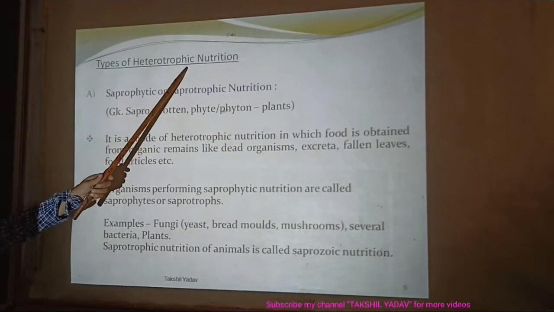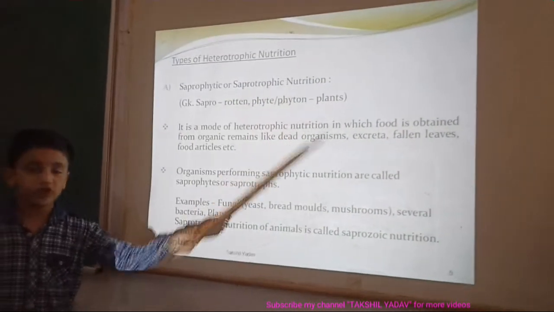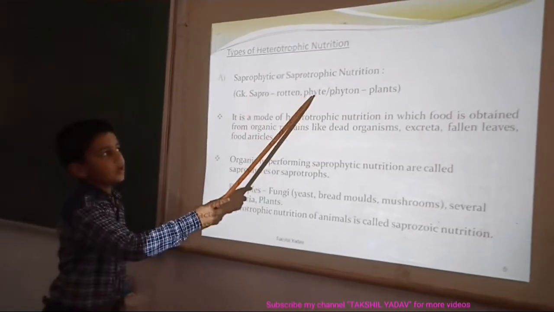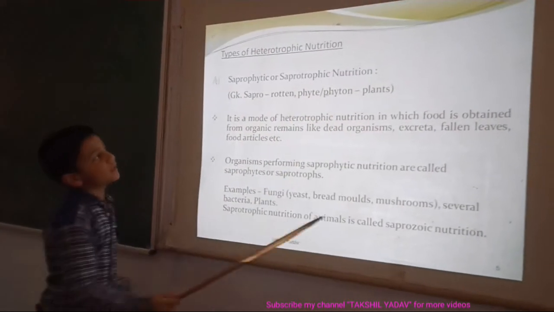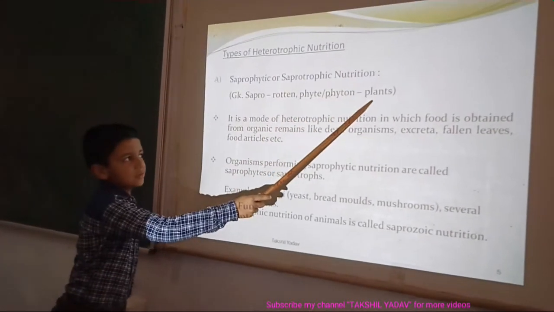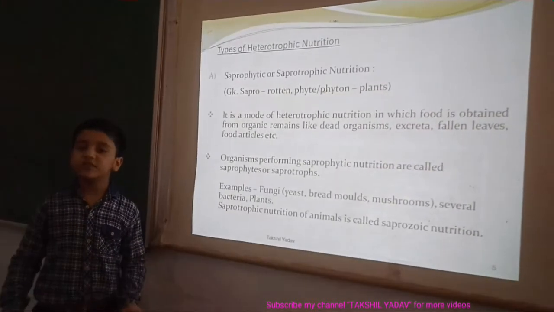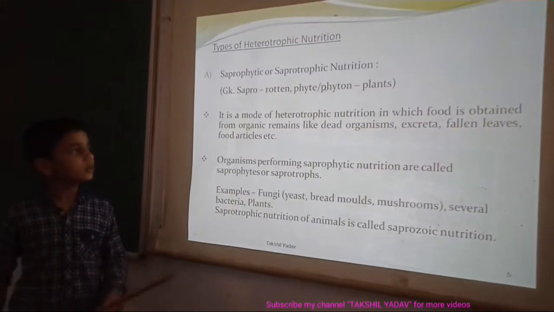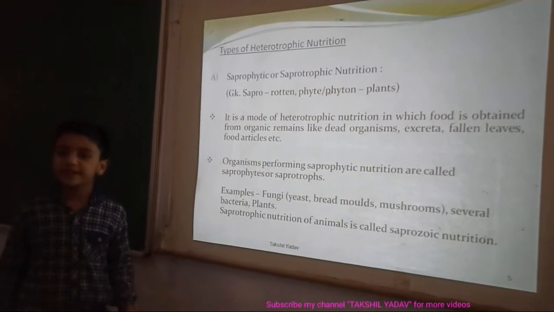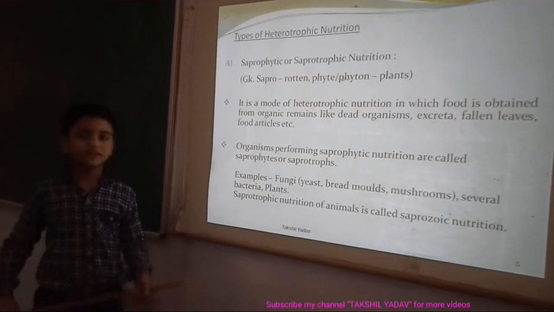The first type of heterotrophic nutrition is saprophytic or saprotrophic nutrition. It is derived from two Greek words, sapro and phyte or phytone. Sapro means rotten and phyte or phytone means plants. It is a mode of heterotrophic nutrition in which an organism obtains its food from dead and decaying organisms, excreta, fallen leaves, etc.